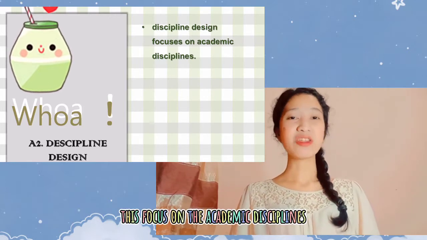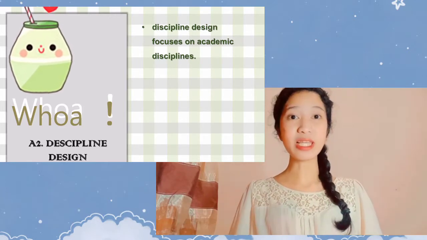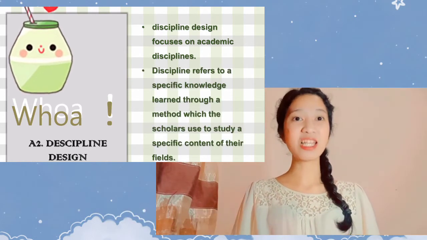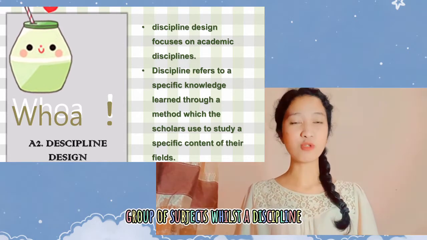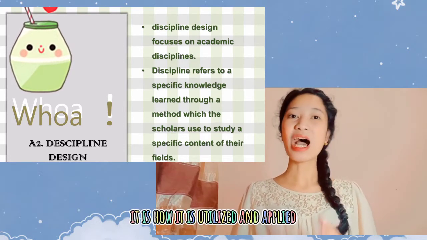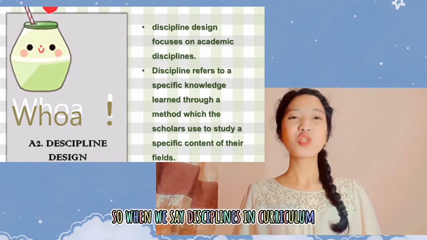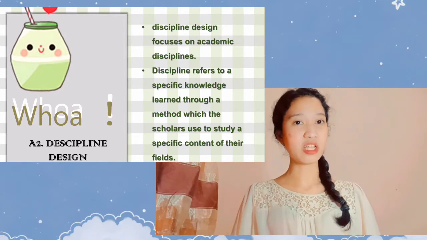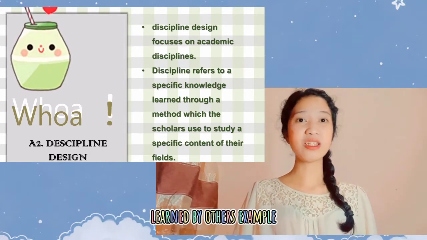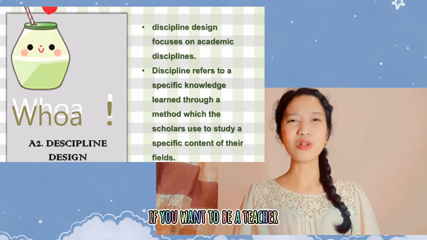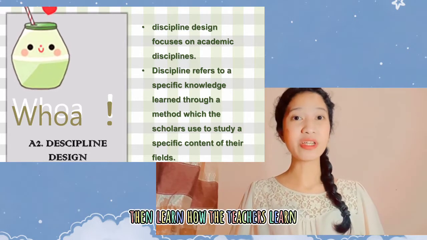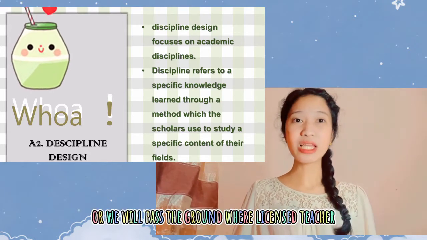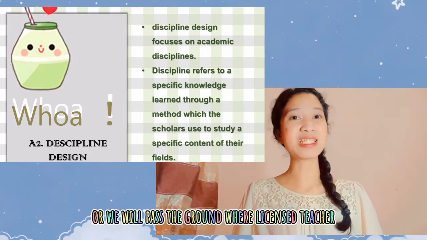This focuses on the academic disciplines. Actually, they're related to the subject design. The subject design, however, focuses on a group of subjects, while in the discipline, it is how it is utilized and applied. So when we say disciplines in curriculum, this means that you will learn that specific knowledge through learning the way that knowledge was learned by others. For example, if you want to be a teacher, then learn how teachers learn. We, BS Ed majors in English, were trained to pass through the ground where a licensed teacher used to be.